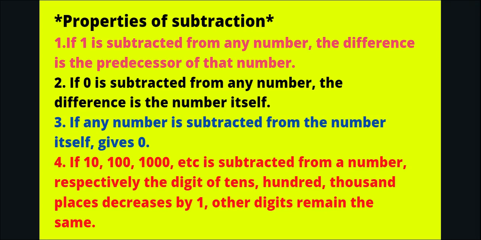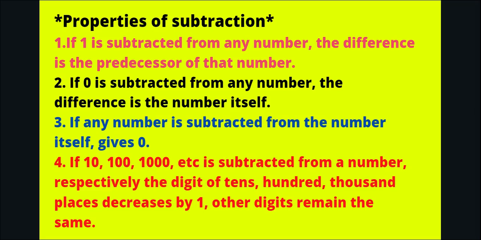For example, 3596 minus 0 gives 3596, the number itself. Third property: if any number is subtracted from the number itself, it gives 0. For example, 731 minus 731 is equal to 0.